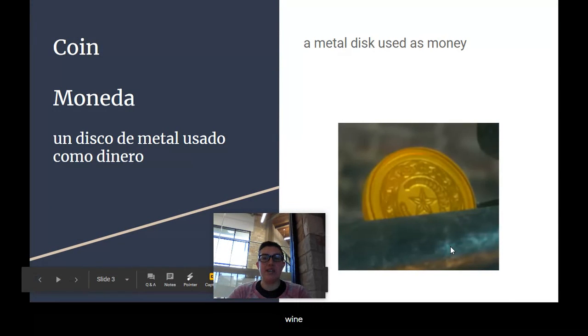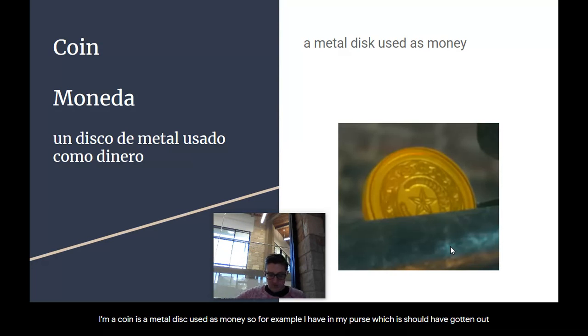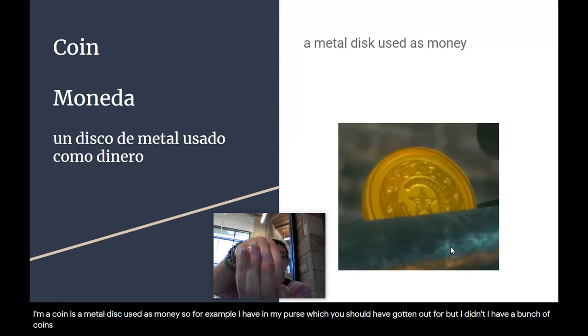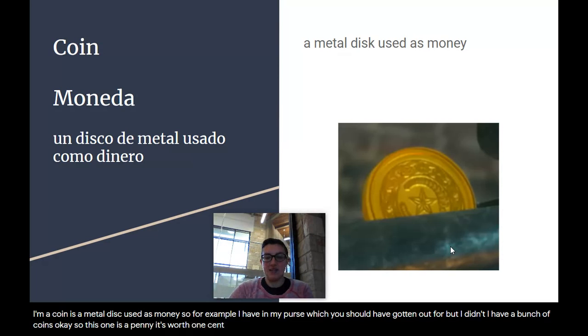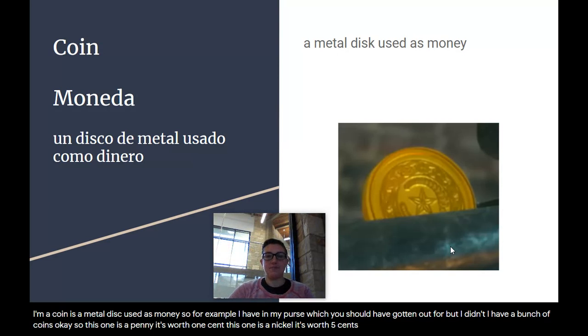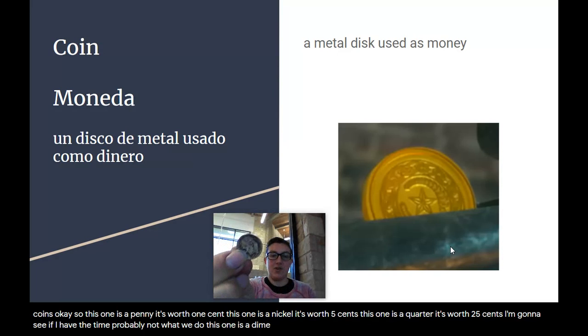Coin. A coin is a metal disc used as money. For example, I have in my purse, which I should have gotten out before, a bunch of coins. Okay, so this one is a penny, it's worth 1 cent. This one is a nickel, it's worth 5 cents. This one is a quarter, it's worth 25 cents. Let me see if I have a dime, probably not. Oh, I do. This one is a dime, it is worth 10 cents.